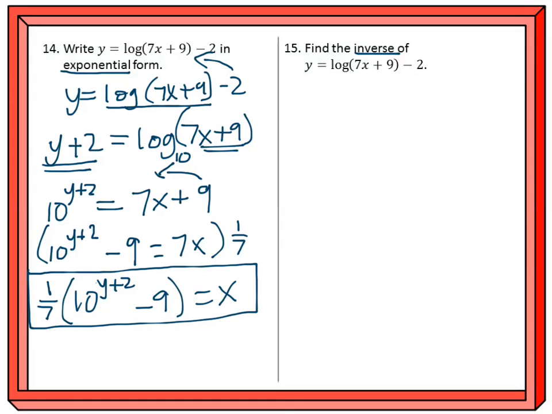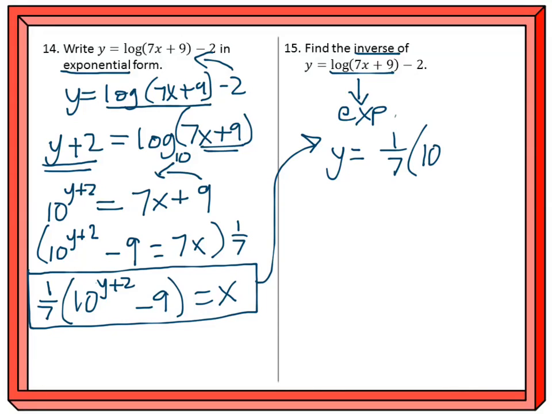Now number 15 is a piece of cake, because what does an inverse do to a function? Well, it switches the x and y, and if you have a logarithmic function, its inverse is always exponential. So I take this and switch the x and the y. So I'm going to make it y is equal to 1/7 of 10 to the x plus 2, minus 9. And you're done. Ta-da!